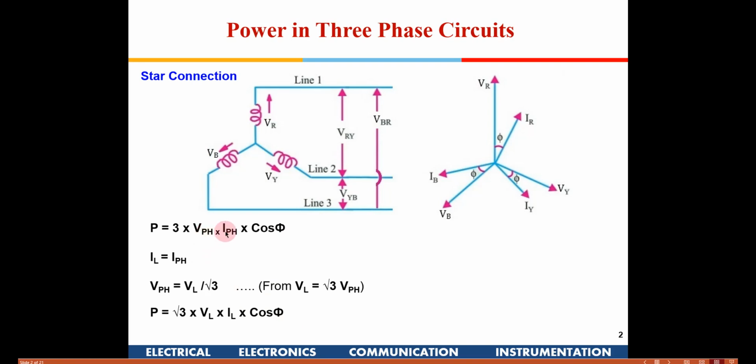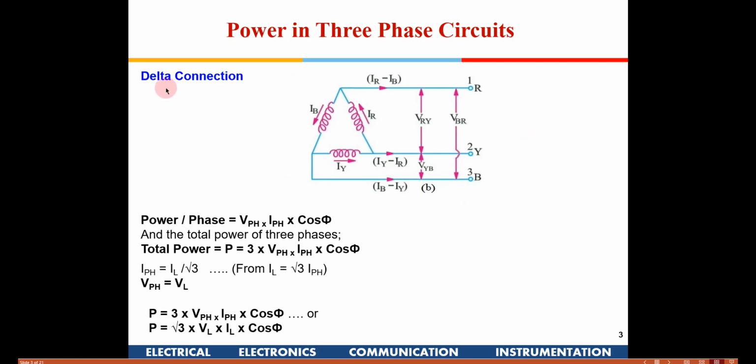If I am talking in terms of phase, it is just V phase into I phase into 3, because there are three arms, into COSPHI. But if I am talking in terms of line voltages, then it is √3 times line voltage into line current. For a star connection, again remember, I phase and IL are the same. So this is about the star connection.